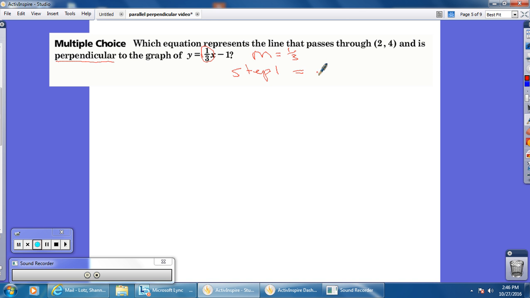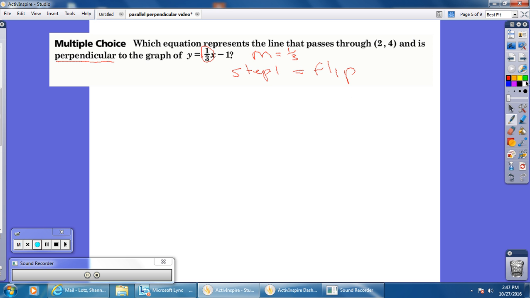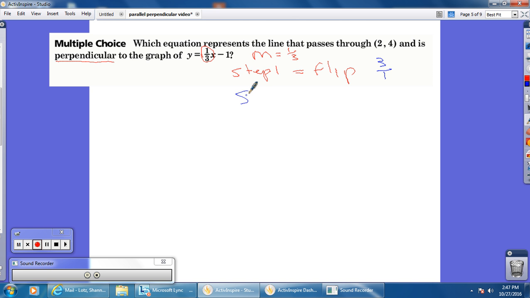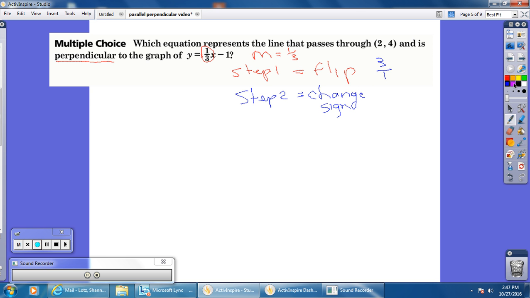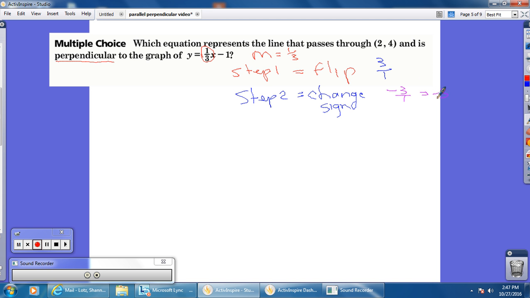Step 1, I flip. Okay, so if I flip 1 over 3, it becomes 3 over 1. Step 2, change the sign. Right? So once I change the sign, now it becomes -3 over 1. Okay? Which I can just use -3. So this is my new slope.